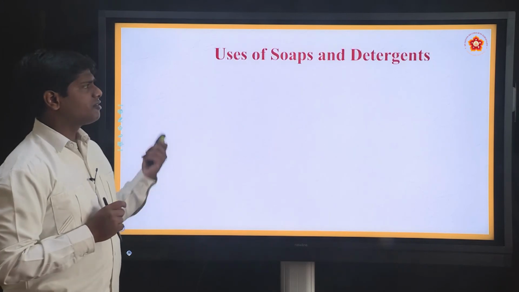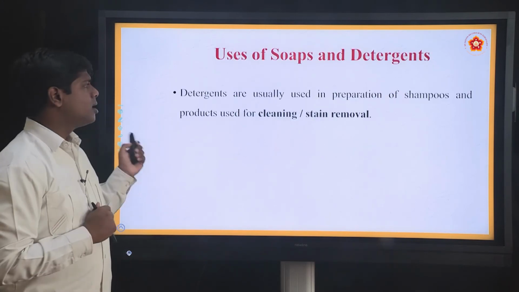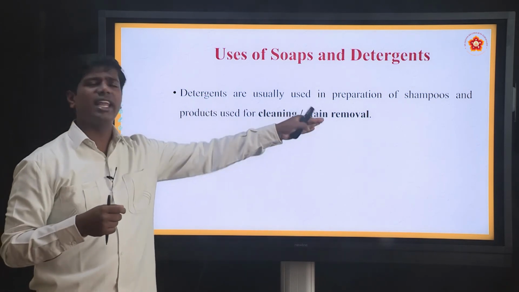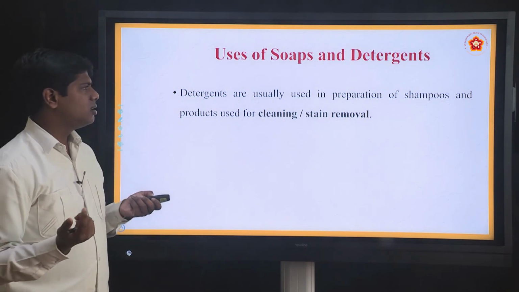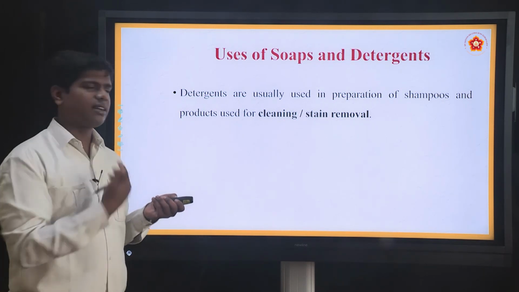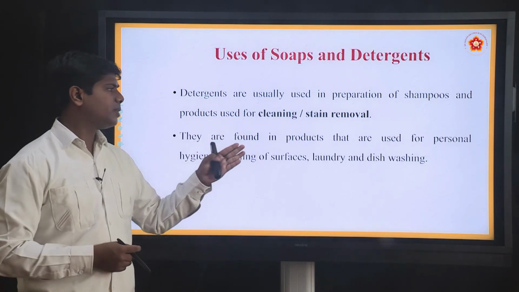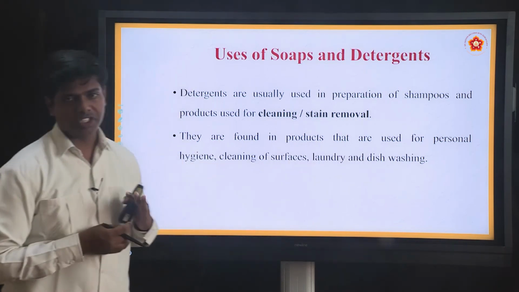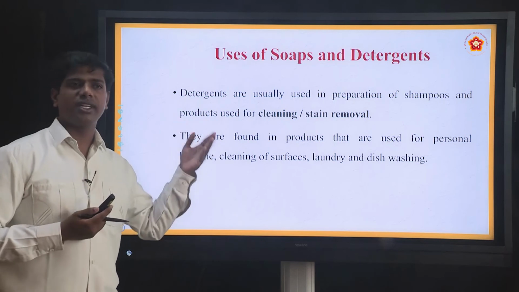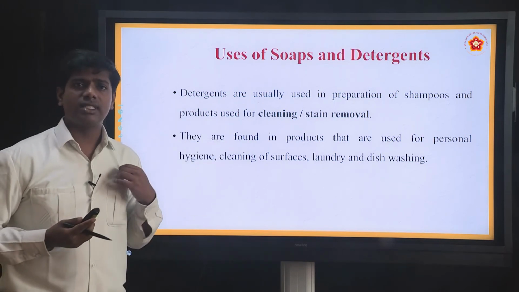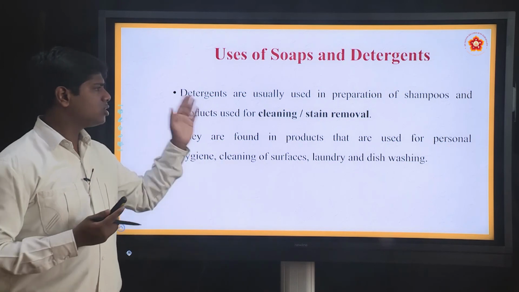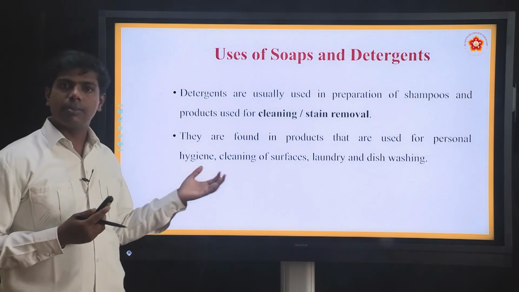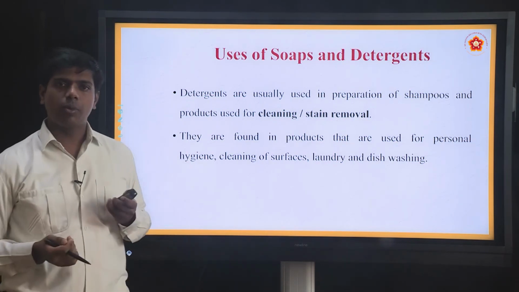Next, uses of soaps and detergents, general uses. Detergents are usually used in the preparation of shampoos and products for cleaning and stain removal. This is general use, shampoos or washing purposes. They are found in products used for personal hygiene, cleaning of surfaces, laundry and dishwashing. We always use these for cleaning our vessels and clothes, or for personal hygiene, for face wash, for having a bath, we use some soaps. These are general uses of soaps and detergents.